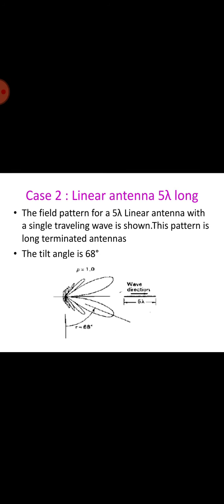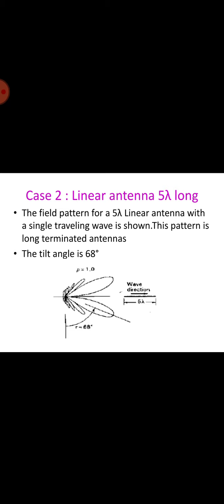As the phase velocity of the traveling wave on the lambda by 2 antenna is reduced, the tilt angle is increased and the beam width is reduced further, as you can see in this figure, for the cases of p equal to 0.8 and 0.6. The second case is a linear antenna of 5 lambda long. The field patterns for the 5 lambda linear antenna with a single traveling wave are presented in this figure.